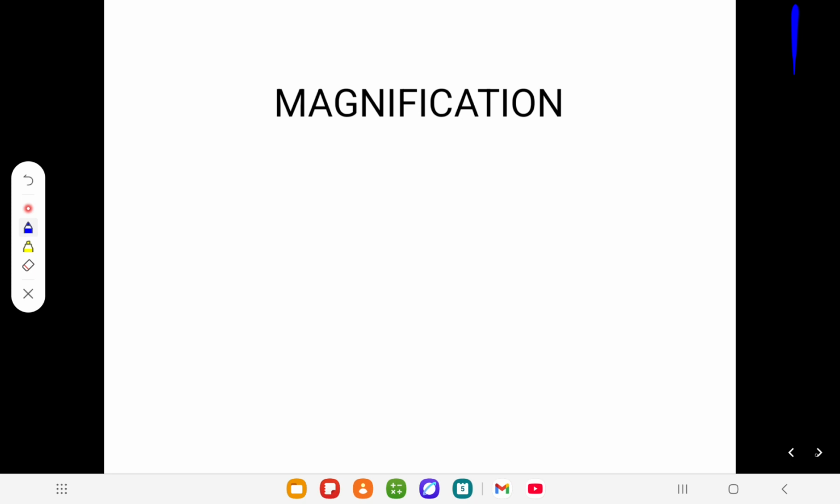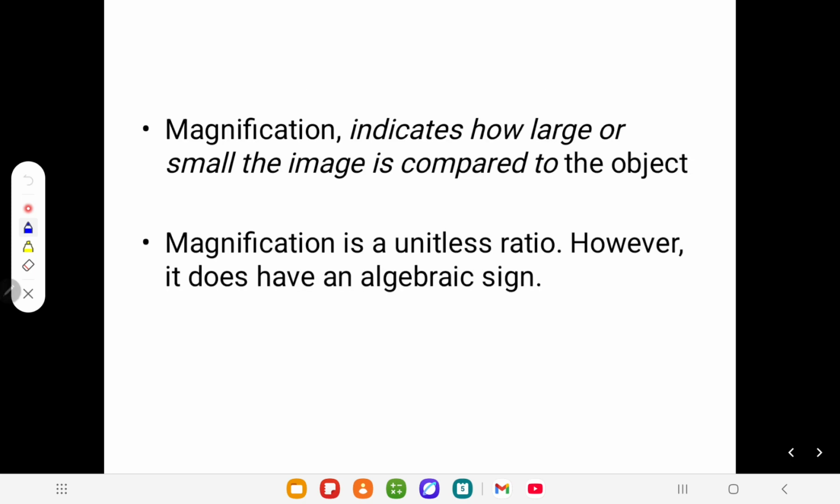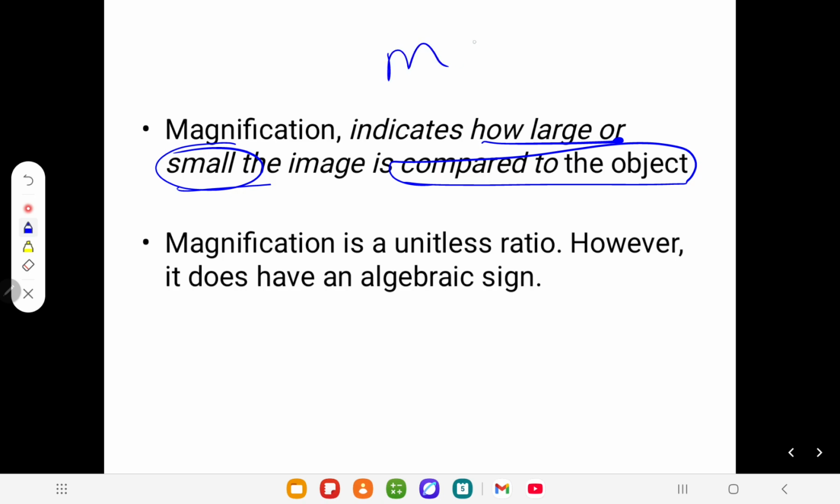Okay, so let's move. Magnification simply indicates how large or small the image is compared to the object. That's it. So sometimes people just get confused because of small. When magnification is one, it means nothing is magnified, isn't it? So object size and image size are the same.